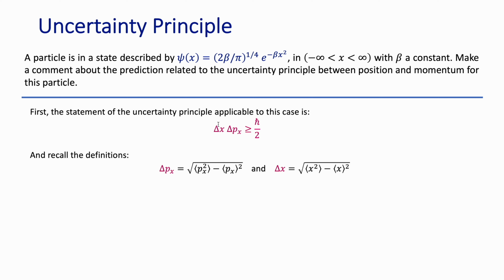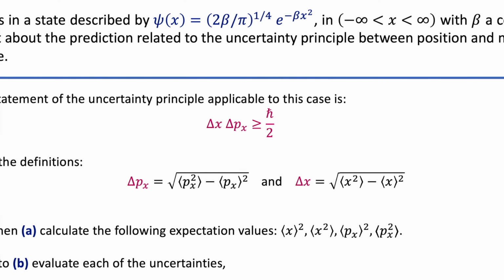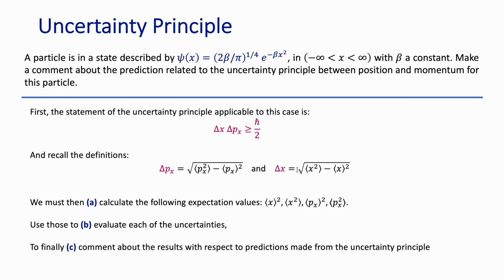So that means we have to recall what the definitions are for those uncertainties, for both the position, it's given here, and the momentum. And remember, this is basically the definition of standard deviation, where we have to calculate the expectation values of two different entities. The first one is, for example, in the case of the momentum, the expectation of the momentum square, and the square of the expectation of the momentum. In the case of the position, the expectation value of the position square and the expectation value squared of the position, to evaluate the corresponding uncertainties.